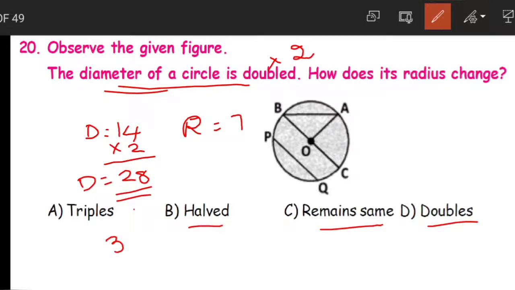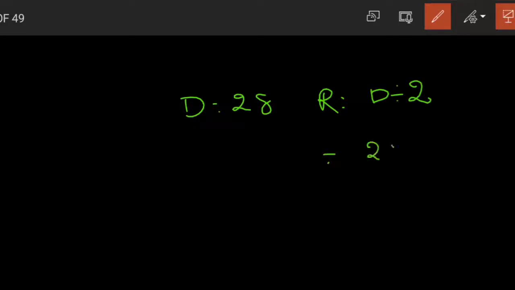Now, our new diameter is how much children? It is 28 centimeters. Now, what will be the radius for the diameter 28? Diameter is equal to 28. Radius is equal to diameter divided by 2. That is 28 divided by 2.